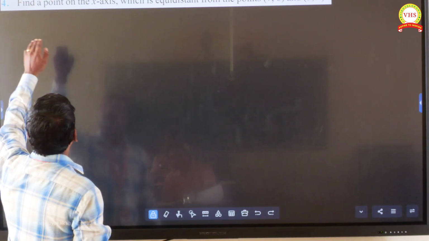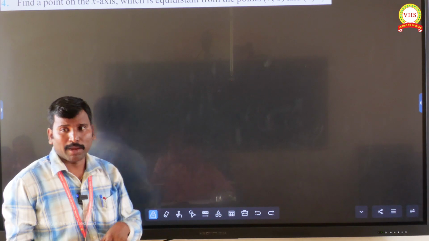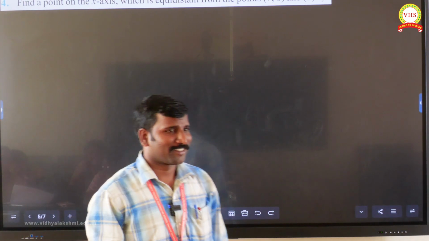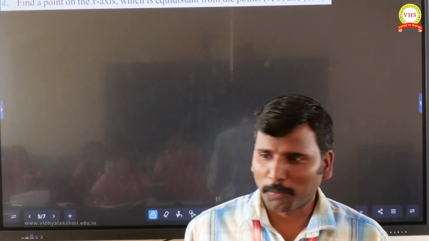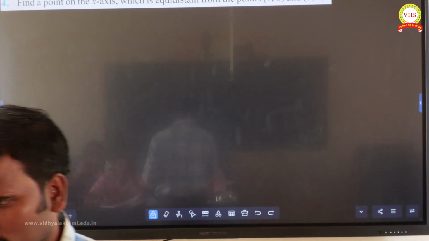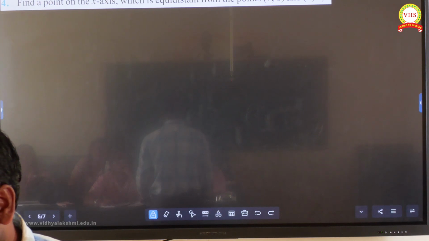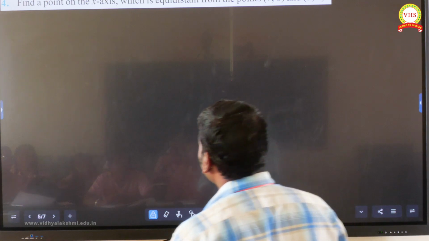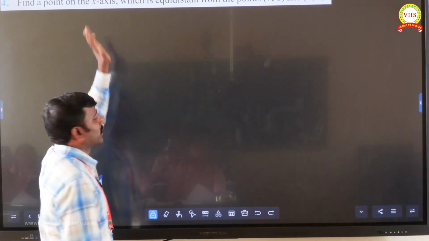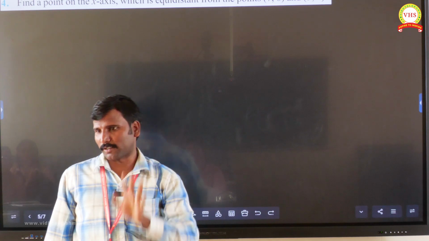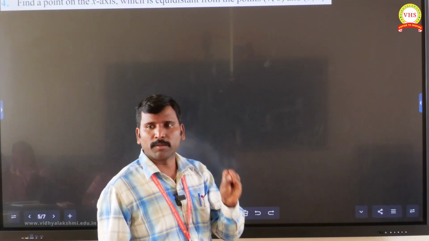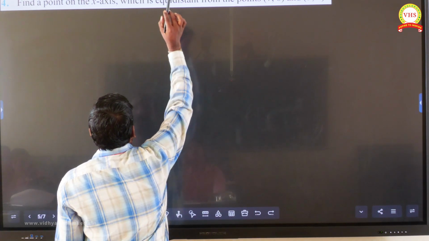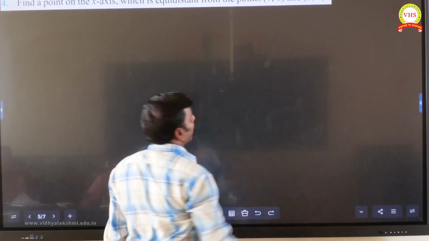Listen. Find the point on x-axis. We have to find a point on x-axis. Akshita, listen. A point on x-axis in the sense, the point can be how? Akshita, tell me. x comma 0 or minus x comma 0. Any point on x-axis, x comma 0 or minus x comma 0, means the y coordinate will be 0. It's very important.